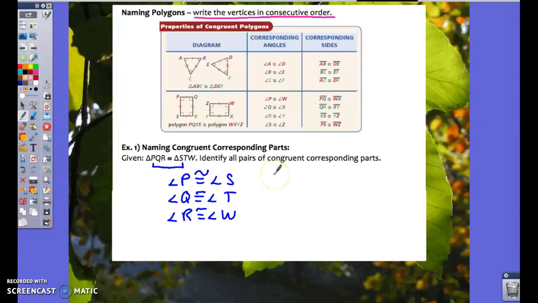And then as far as the sides go, we'll do that in a different color here. If you look at the first 2 letters of the first triangle and the first 2 letters of the second triangle, that indicates what the corresponding sides are. So we know that side PQ is congruent to side ST. And then looking at the last 2 letters, we have side QR would be congruent to side TW. And finally, looking at the first and third letters, we have side PR, which would be congruent to side SW. So it's super important the sequence of those letters because they indicate which sides and which angles and which parts all match up or correspond.